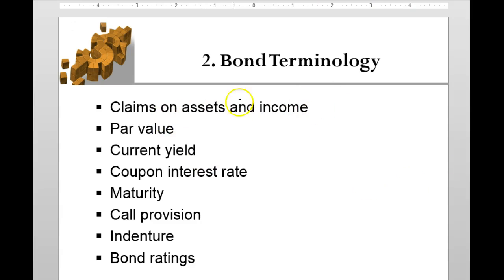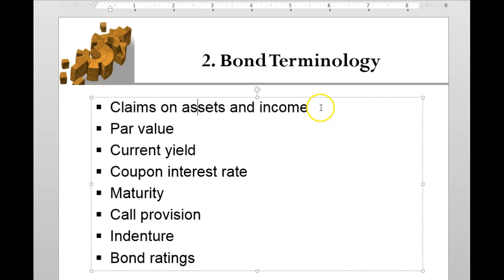Claim on assets and income. This is really big. This is the priority and how they get paid with the bonds. You always want to find that out in the fine print. Your par value is the face value. Current yield, we'll talk about that. You've got coupon rate, the interest rate. That's the rate that is written on the bond, that it will pay for the interest payment.